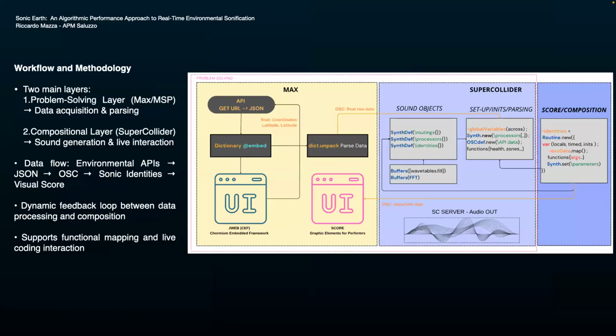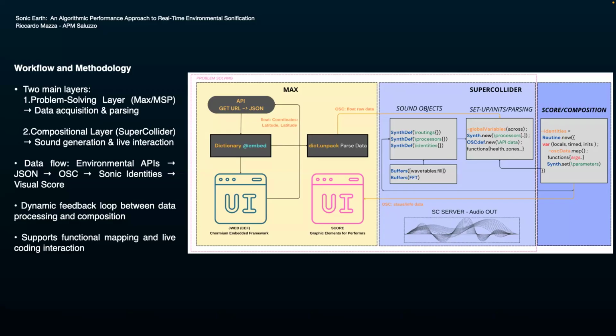So this is the workflow, the general workflow. As I said, this is the overall architecture of Sonic Earth. The workflow is divided in two complementary layers. The problem-solving layer is very, very important because I'm not an engineer or programmer. I'm an artist, a composer. And so functional programming is what I need to have an idea that is musical, that is artistic.